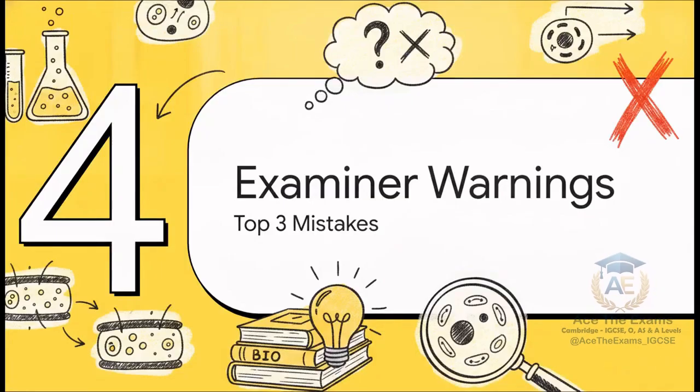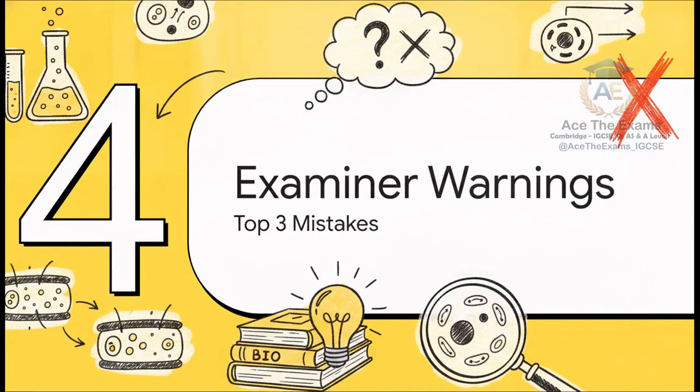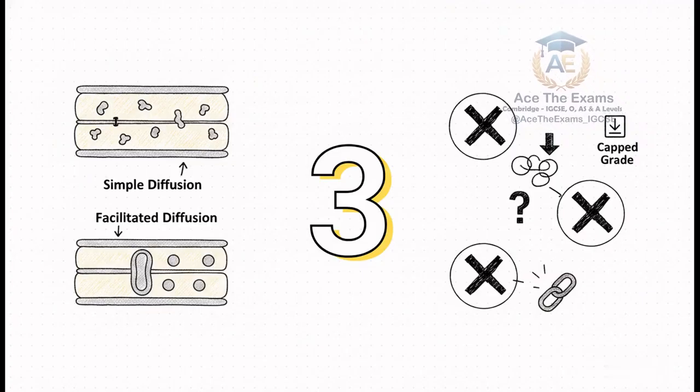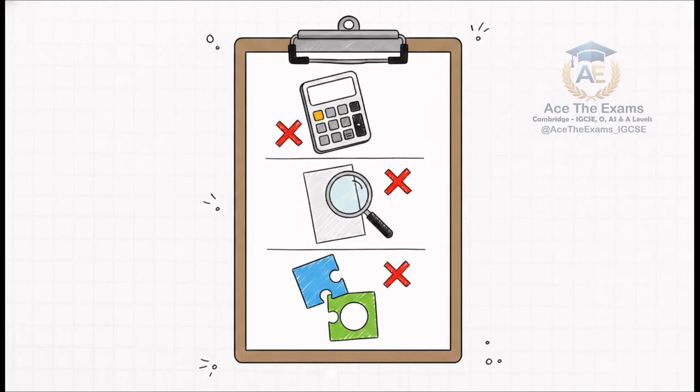Okay, almost there. Section 4, Top Examiner Warnings. So there are exactly 3 major mistakes that examiners see year after year on topic 4.2. These are the specific errors that are unnecessarily capping your grades, and we are going to fix them right now so you don't fall into the exact same traps. Let's dive into this checklist.